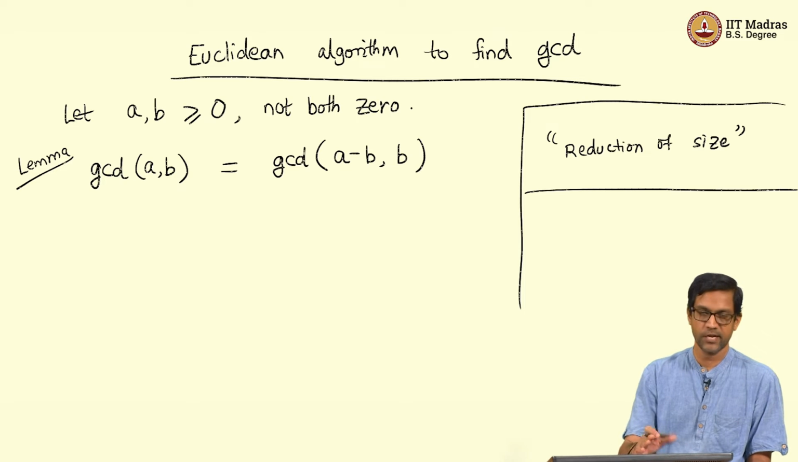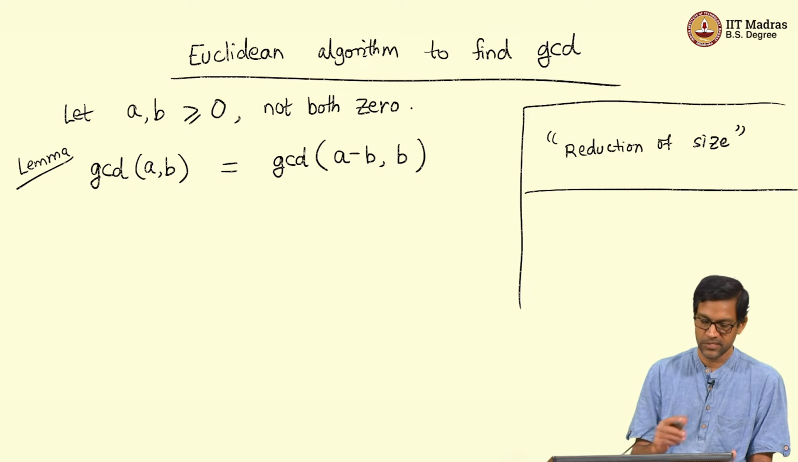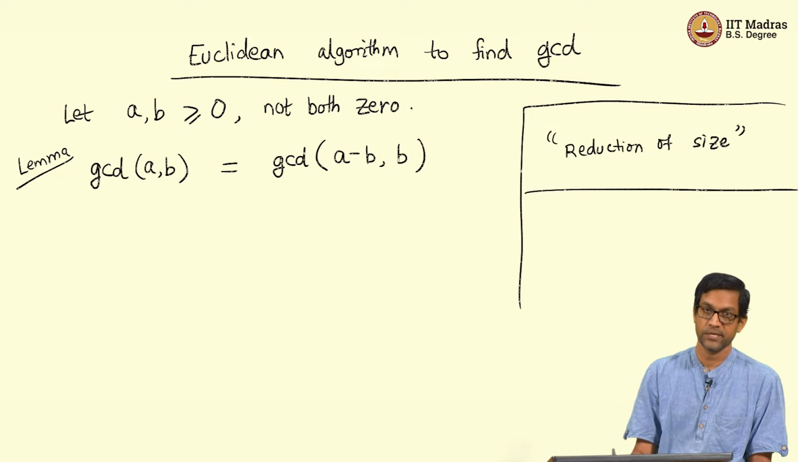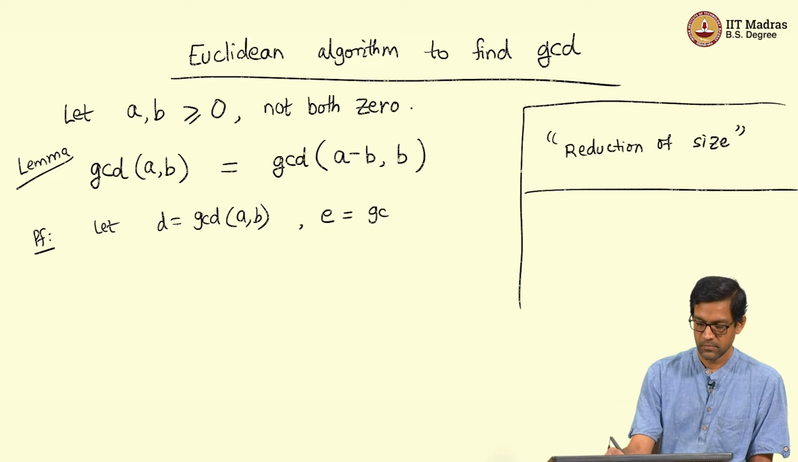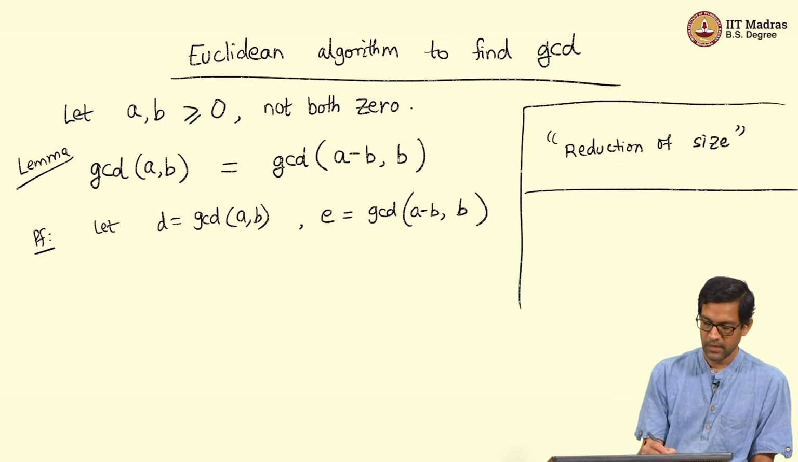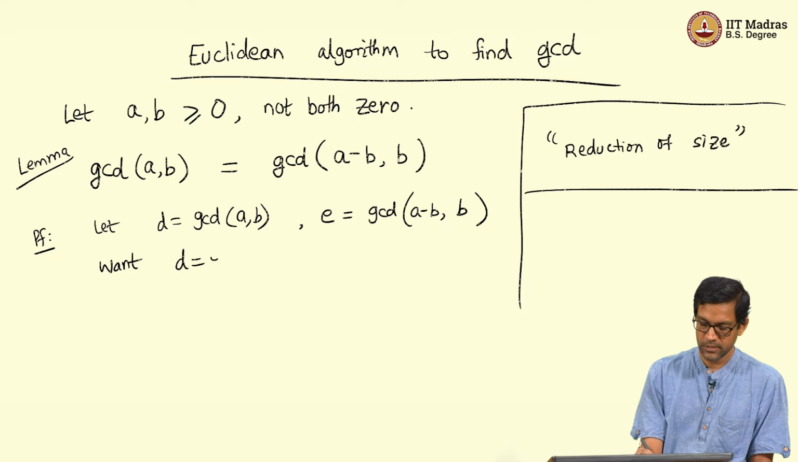But the lemma itself is general, a and b can be anything. I am not assuming b is smaller or a is smaller, etc. Just take any two numbers a, b greater than or equal to 0, not both 0, then the GCD of a, b is the same as the GCD of a minus b and b. Okay, so let's prove this. Let us call the left hand side d and the right hand side e. And now we have to prove that d is equal to e. So, that is our goal, we want to prove d equals e.